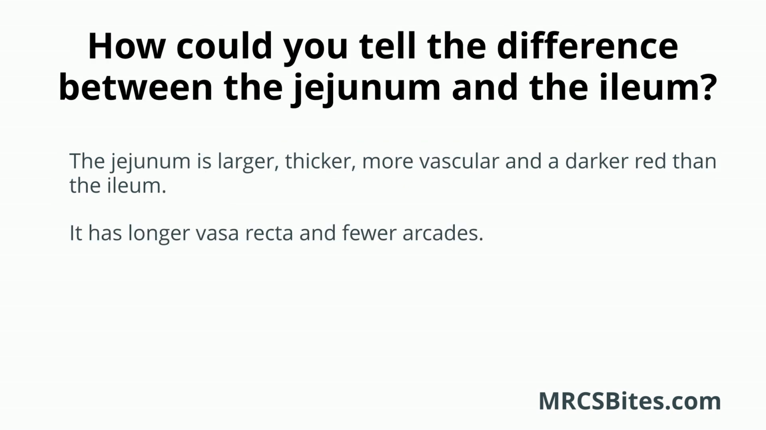How could you tell the difference between the jejunum and the ileum? The jejunum is larger, thicker, more vascular, and a darker red than the ileum. It has longer vasa recta and fewer arcades.